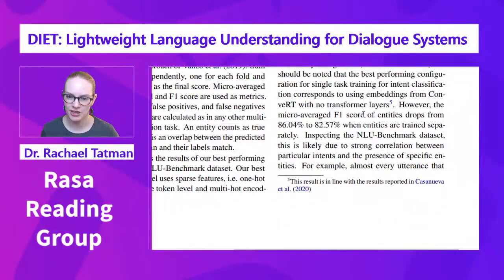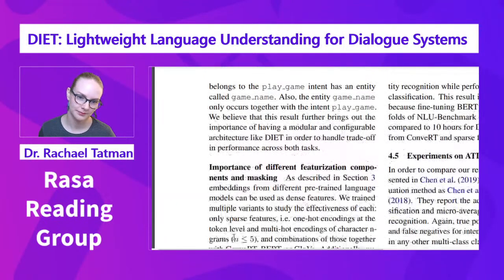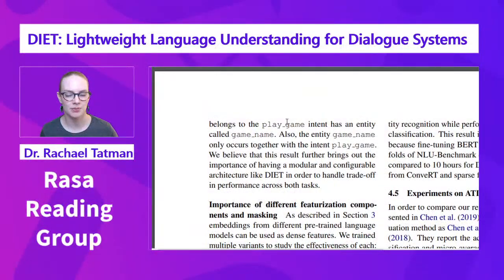However, the micro-average F1 score of entities drops from 86% to 82% when entities are trained separately. Inspecting the NLU benchmark dataset, this is likely due to a strong correlation between particular intents and the presence of specific entities. For example, almost every utterance that belongs to the play game intent has the entity game name. Also, the entity game name only occurs together with the intent play game.